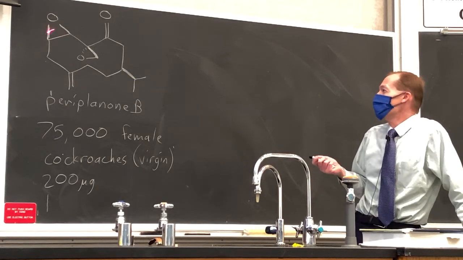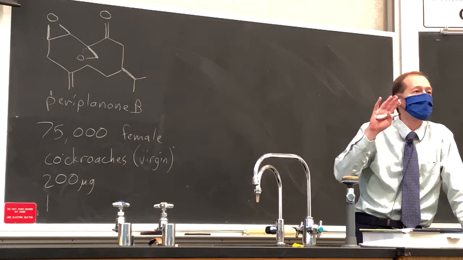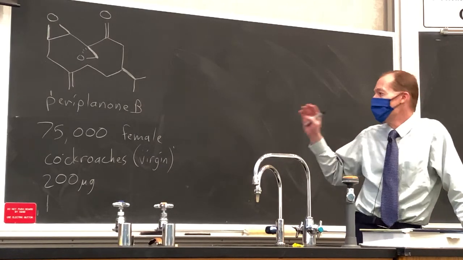They knew that this one had to be cis, but they didn't know if it was pointing up or pointing down. So they had 4 possible isomers of the paraplanone B.